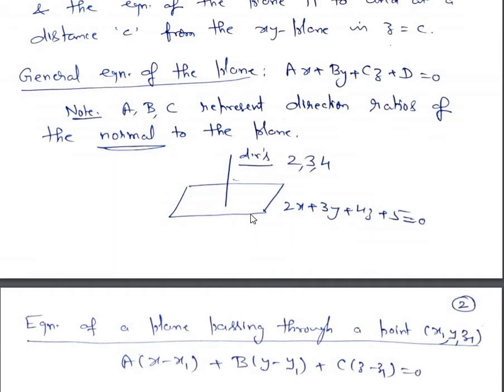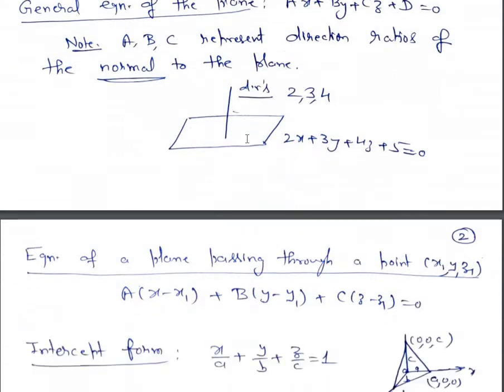For example, if we have this plane, 2x plus 3y plus 4z plus 5 is equal to 0, then what do these 2, 3, 4 represent? 2, 3, 4 represent direction ratios of the normal to the plane. Okay, we'll be using this very often, so kindly remember this.